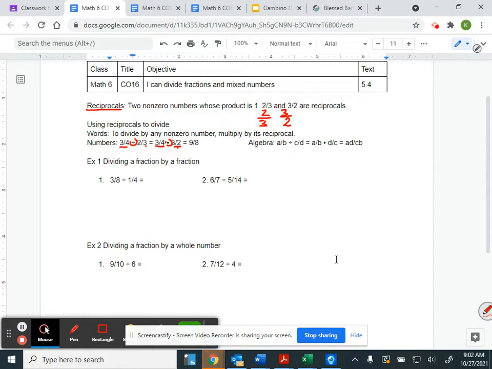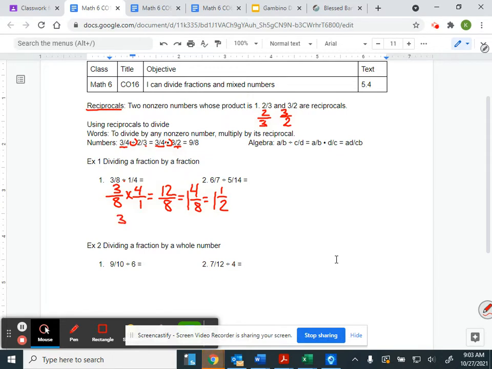So dividing a fraction by a fraction. 3/8 divided by becomes multiplying, and our second fraction, we do our reciprocal. Then you can do multiplying straight across. 3 times 4 is 12, 8 times 1 is 8. Then you have to see, is it improper? Can I make it proper? And then you have to simplify your fraction. I can divide a 4 out of both 4 and 8 to get 1/2.